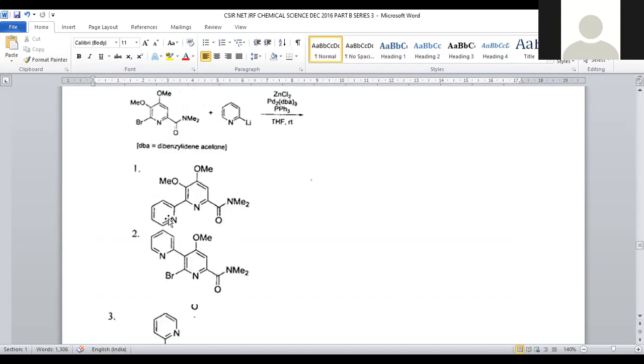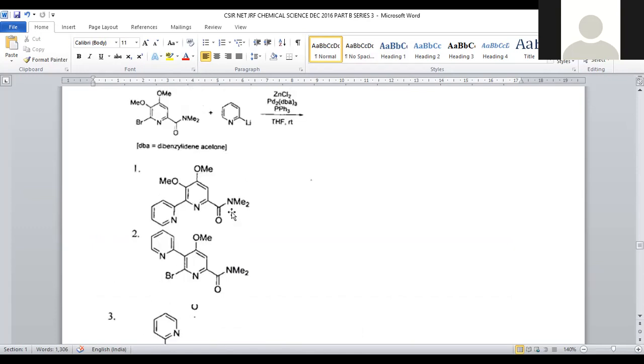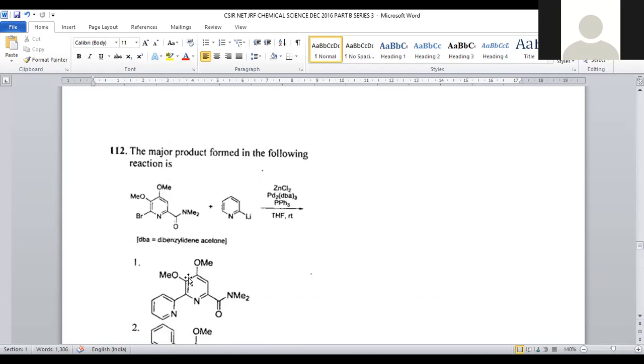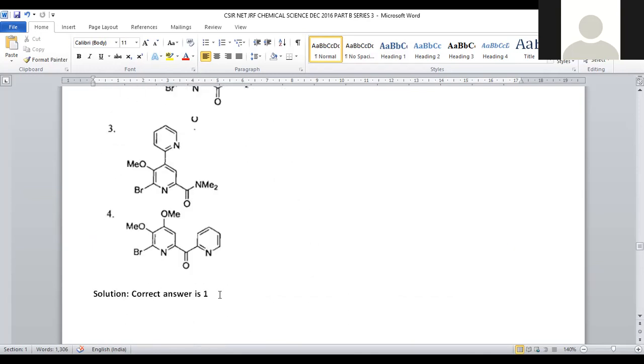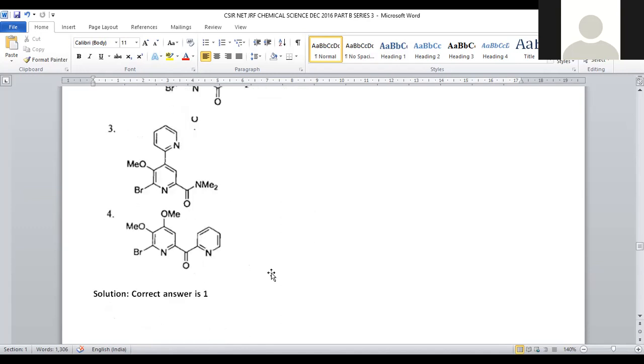In option number 1 we have the pyridine ring at second position, remaining groups will not be affected, right? When we look at option number 2, where pyridine is attached instead of methoxy, being bromo is the better leaving group, bromo will be discarded, and option 1 is the correct answer. Need not go for any other options. For question number 112, option number 1 is the correct answer. Simple nucleophilic substitution reaction with alkyl lithium, right?